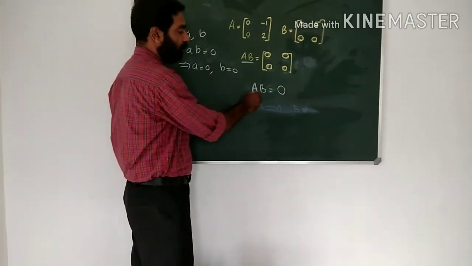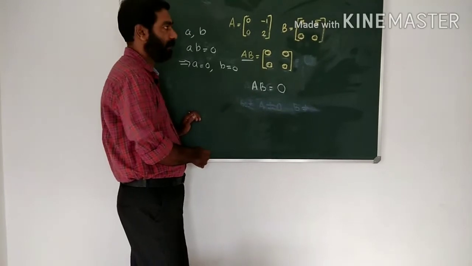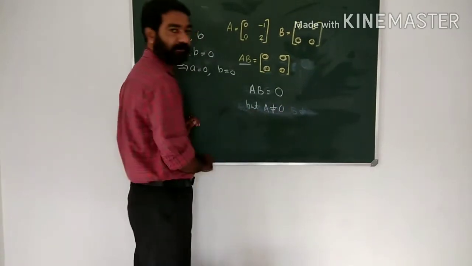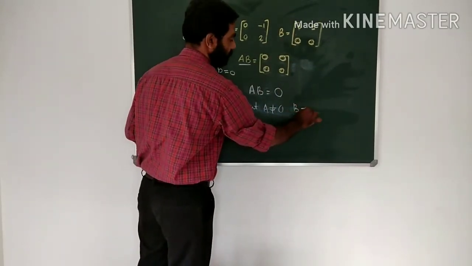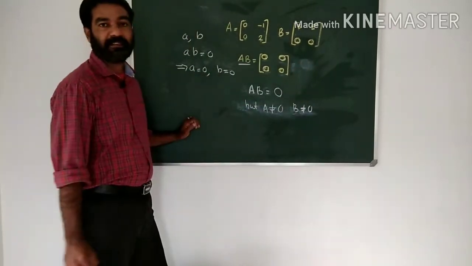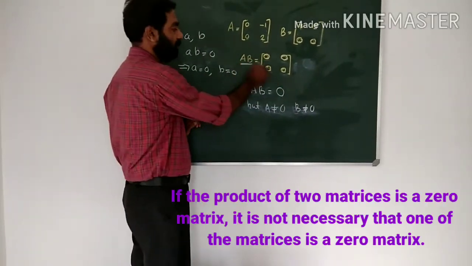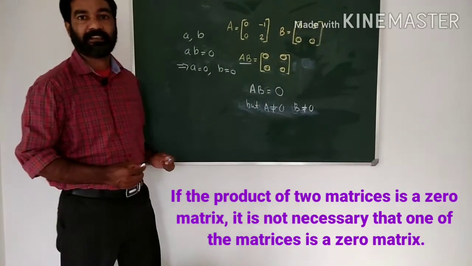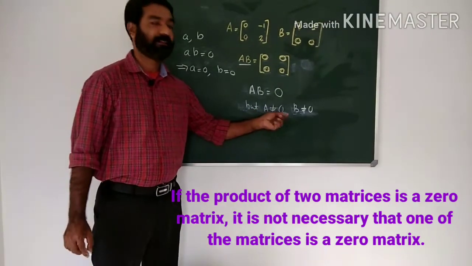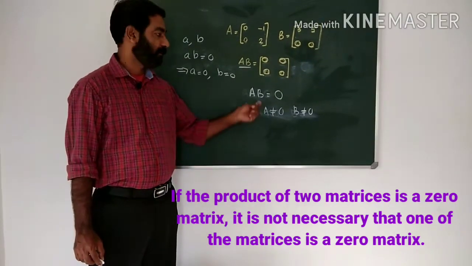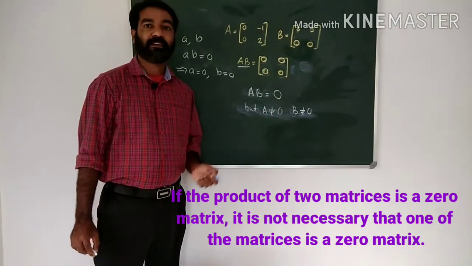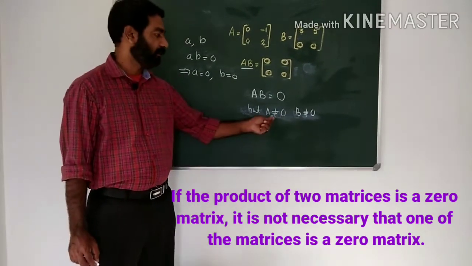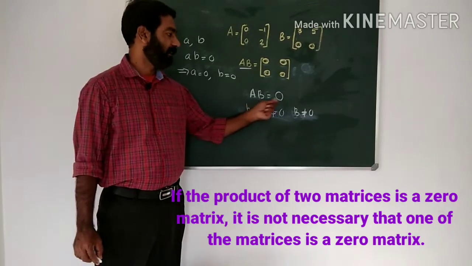Here the product of two matrices is a 0 matrix, but A is not 0, and B also is not 0. From this, it is clear that if the product of two matrices is a 0 matrix, it is not necessary that any one of the matrices is a 0 matrix. Here A is not 0, B also is not 0, but AB is equal to 0.